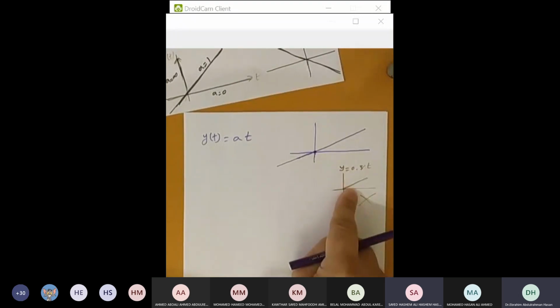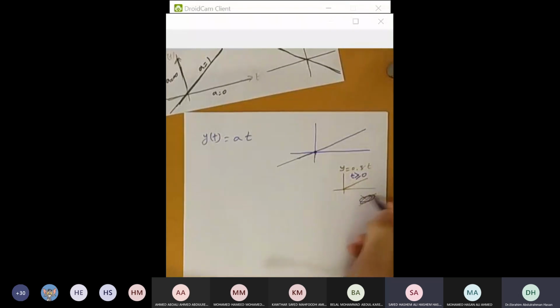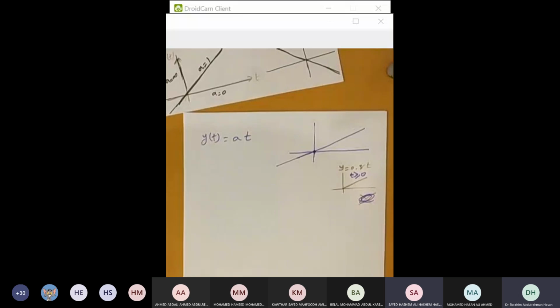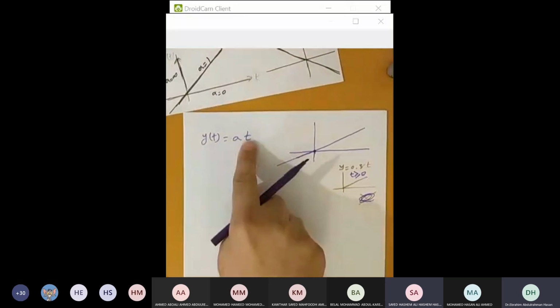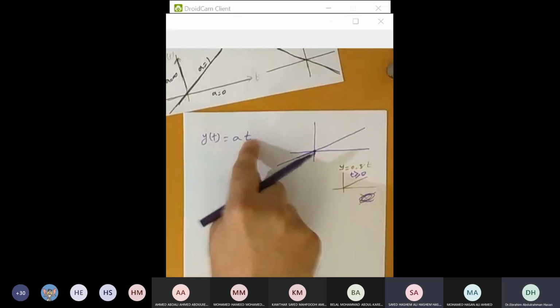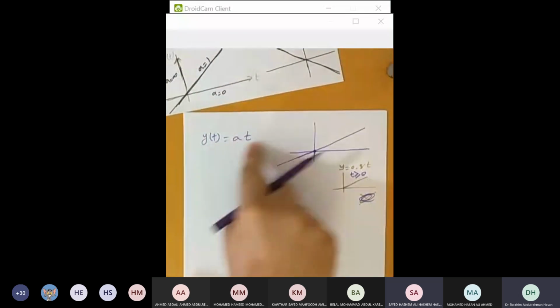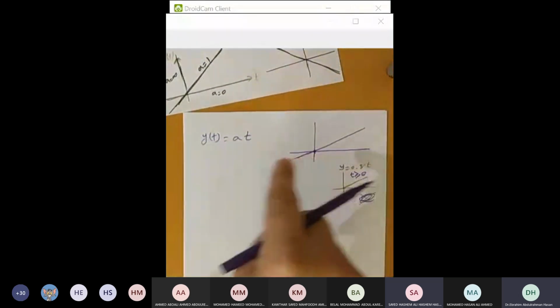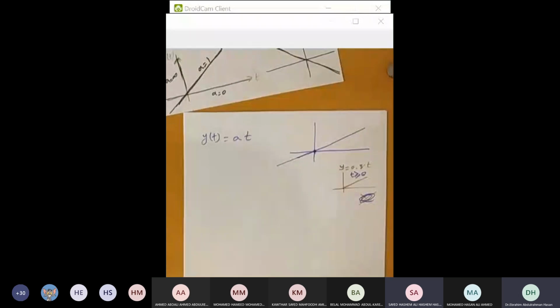This one is for t greater than or equal to 0, so then you can plot it like this. But if it is open here, an open interval, then it means that this is correct for the linear function from minus infinity to plus infinity.